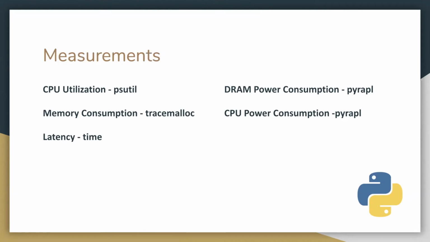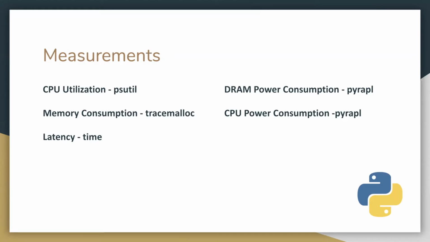The measurements recorded throughout the connection phase and data transfer phase were CPU utilization, memory consumption, latency, DRAM power consumption, and CPU power consumption. For the CPU utilization, we used the psutil library. The psutil library allows us to look at the CPU utilization of a certain process. So we created a watcher thread to watch all of these actions being performed, and then polled these processes every 10 milliseconds to record the CPU utilization.